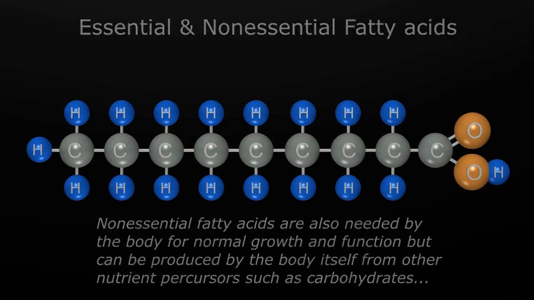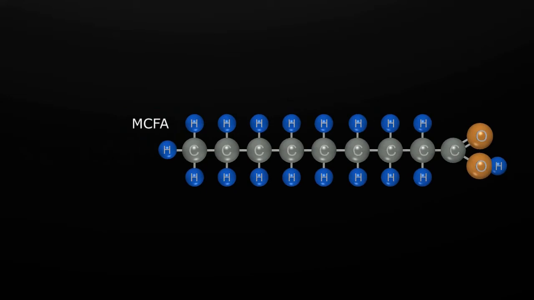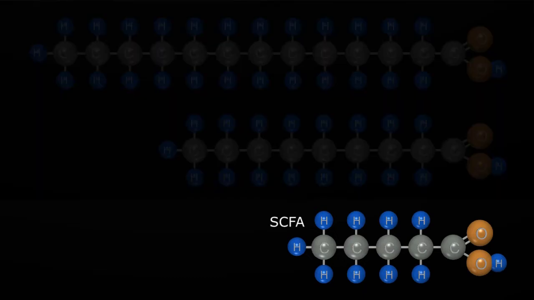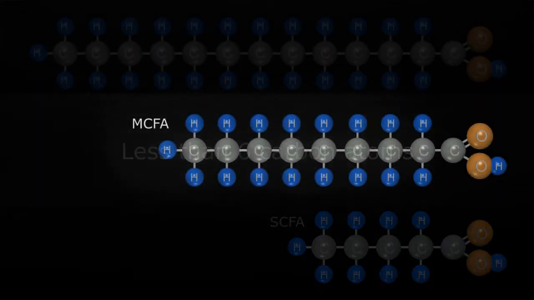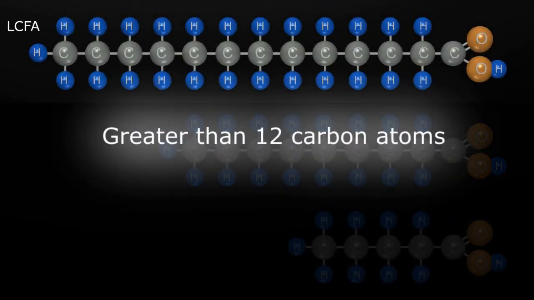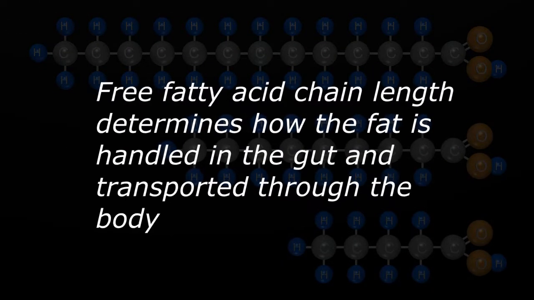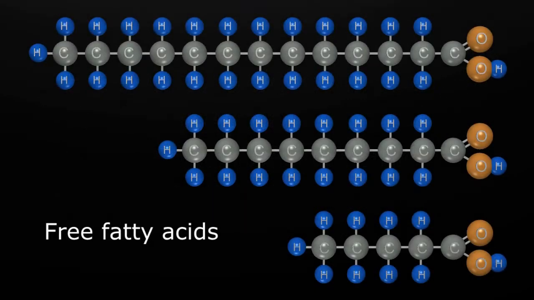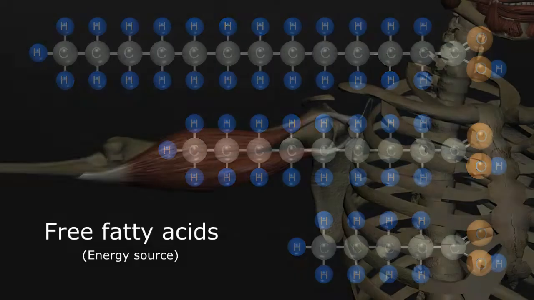The fatty acids can be further subdivided into medium chain, long chain, and short chain based on the number of carbon atoms in the molecule. Short-chain fatty acids have fewer than 6 carbons, medium chain 6 to 12, and long chain greater than 12. This classification will be important when we talk about lipid transport in a moment. Finally, the free fatty acid is used as an energy source in heart and muscles.